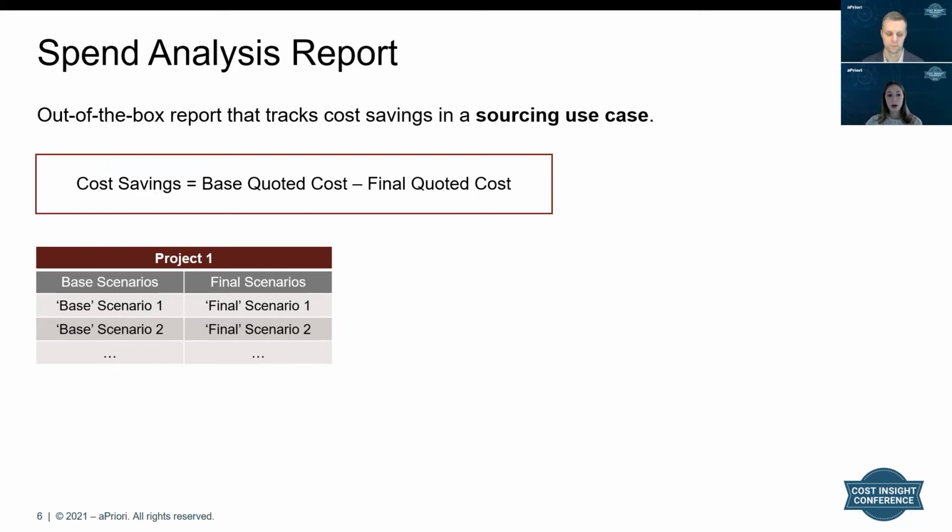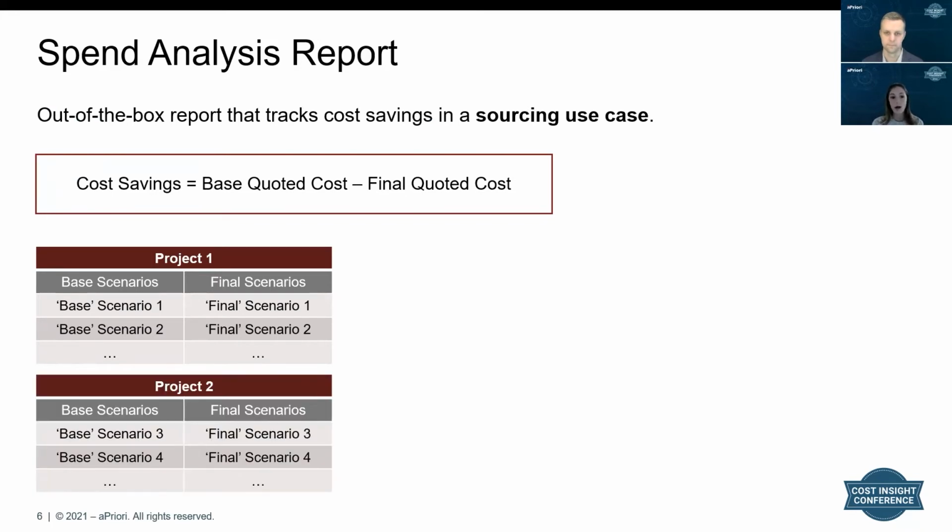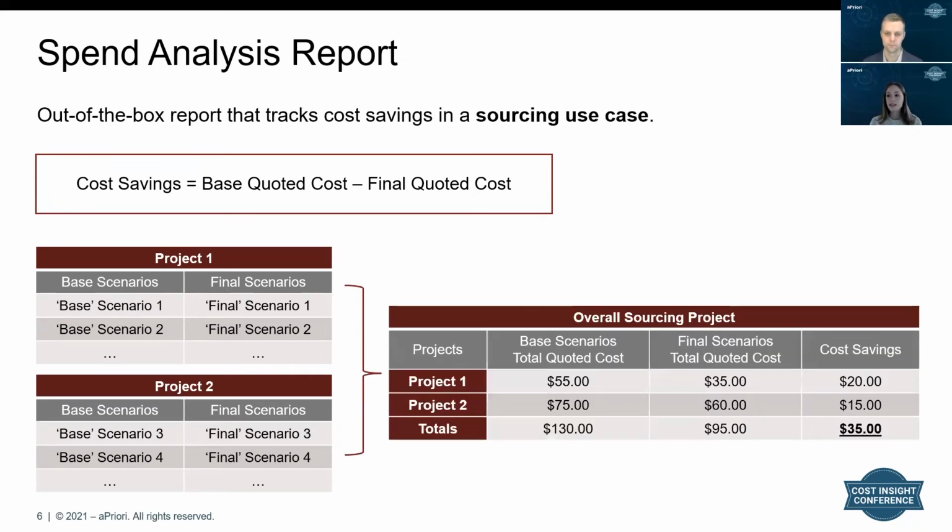The user then creates a project representing a grouping of components to be sourced. That project contains two roll-ups, one of base scenarios and another of each component's corresponding final scenario. The user then continues to create other projects structured the same way. And then each of these sub-projects is rolled up into an overall sourcing project. The difference is calculated between the base quoted cost and final quoted cost for each sub-project, and it is aggregated across the entire sourcing project.